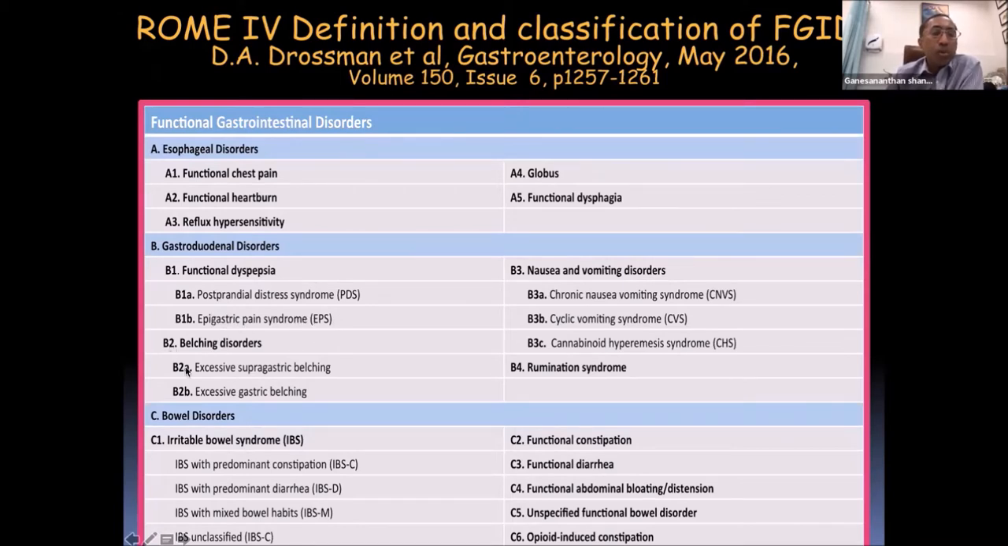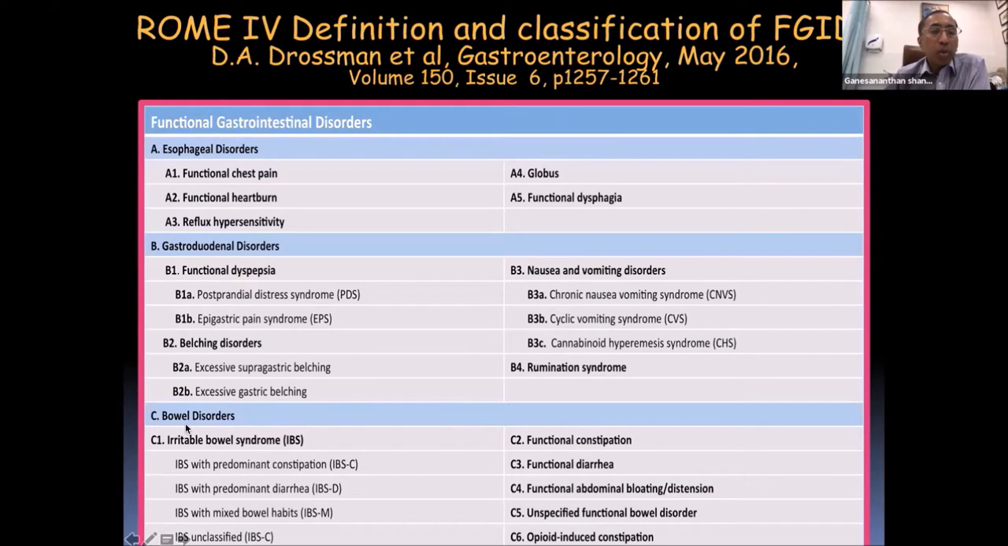Functional dyspepsia is included in this group, which includes postprandial distress syndrome, remember this term, and epigastric pain syndrome, EPS. Also, it encompasses belching disorders, excessive supragastric belching, excessive gastric belching, and nausea and vomiting disorders: chronic nausea vomiting syndrome, cyclical vomiting syndrome, and, very interesting, cannabinoid hyperemesis syndrome. Read this. Some of our patients do have this. Quite a number of our students or our young adults take cannabis. Now, rumination syndrome is here.